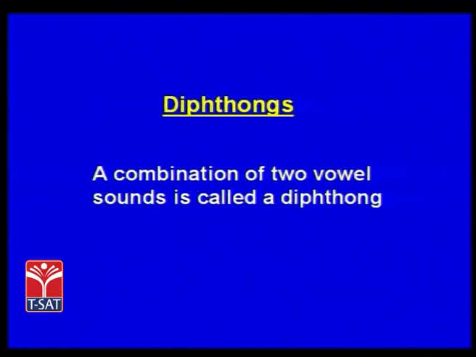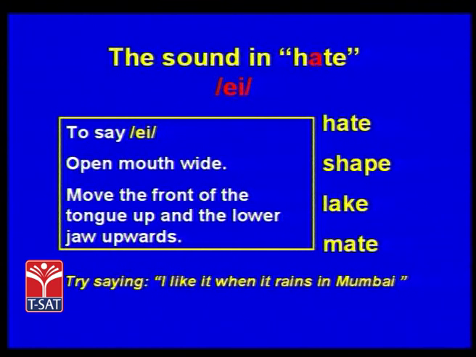Well, friends, this brings us to the combination of two vowel sounds, that is, diphthongs. Let's take a look at some of these. It's a combination of A and E. Open your mouth wide. Move the front of the tongue up and the lower jaw upwards. I like it when it rains. There you have it.